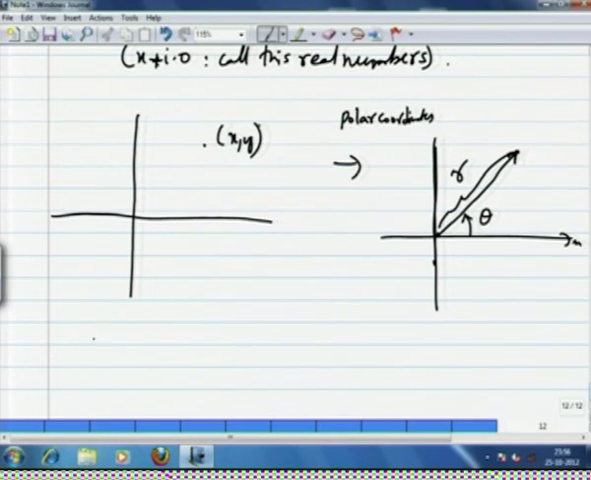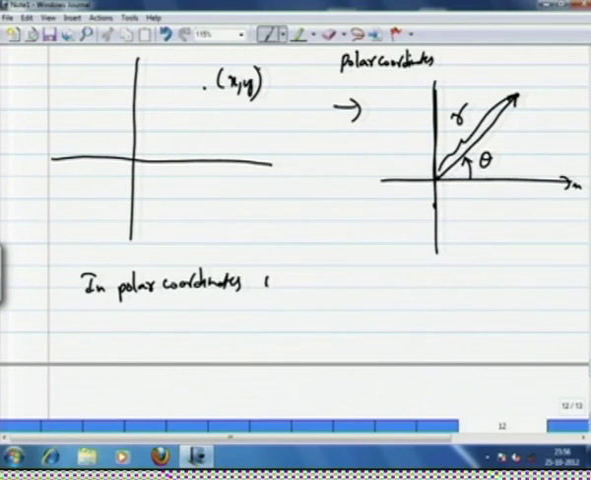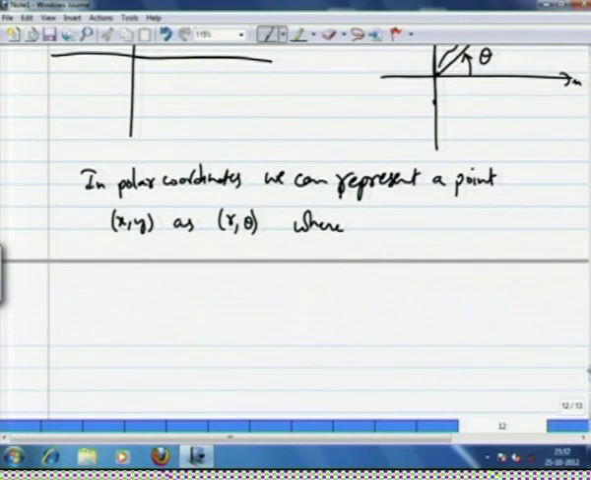So, in polar coordinates, recall we can represent a point (x, y) as (r, theta), where x and y satisfy the equations x equals r cosine theta and y equals r sine theta.